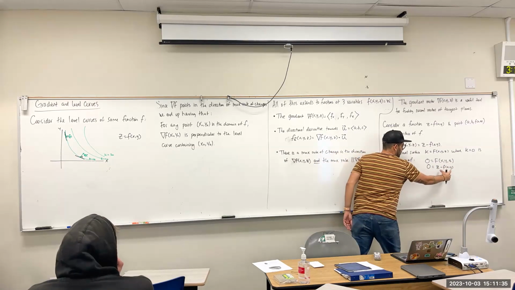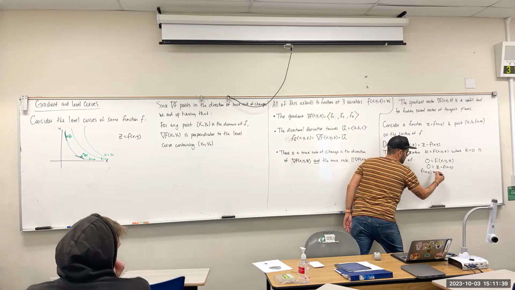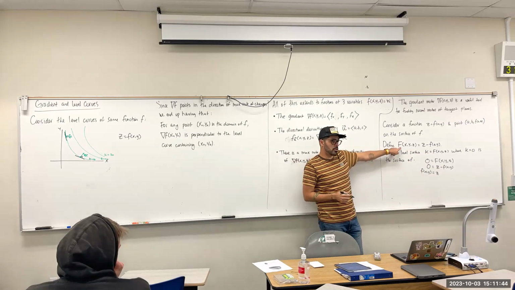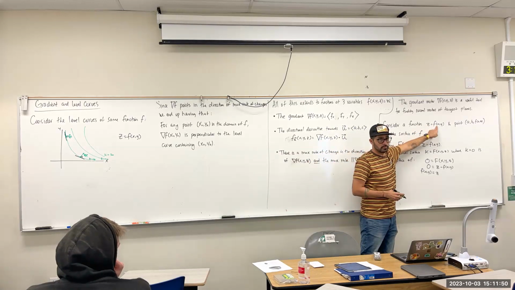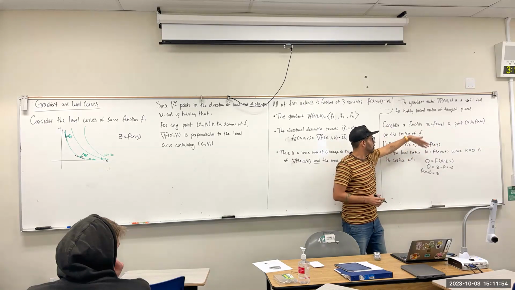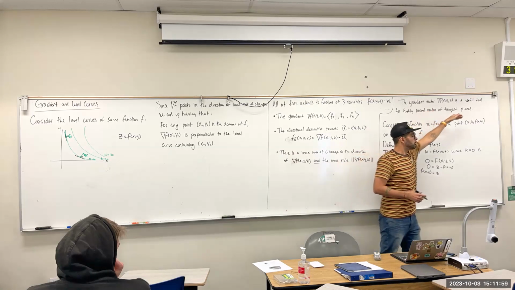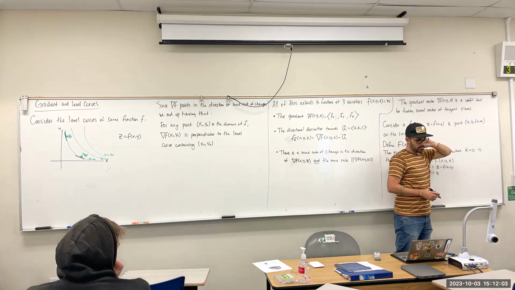But notice this, I can move the f of x, y over here. And so the level surface of this new three-dimensional function is really just the surface of my function of two variables. The level surface of this bad boy is the graph of little f that contains this point. Okay? It's gnarly.